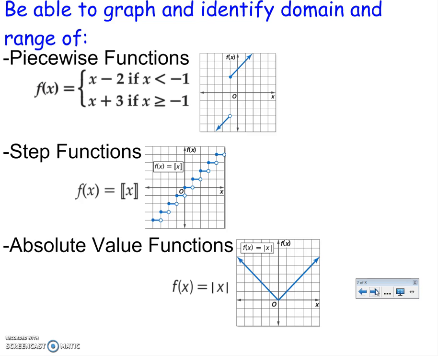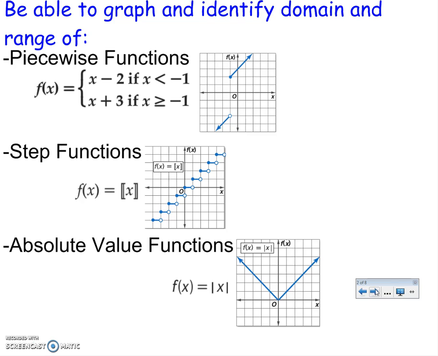This looks like f of x equals multiple pieces, multiple equations. It's x minus 2 if x is less than -1, open circle, and x plus 3 if x is greater than or equal to -1, so closed circle. In the graph, it goes different ways, different parts of a line.